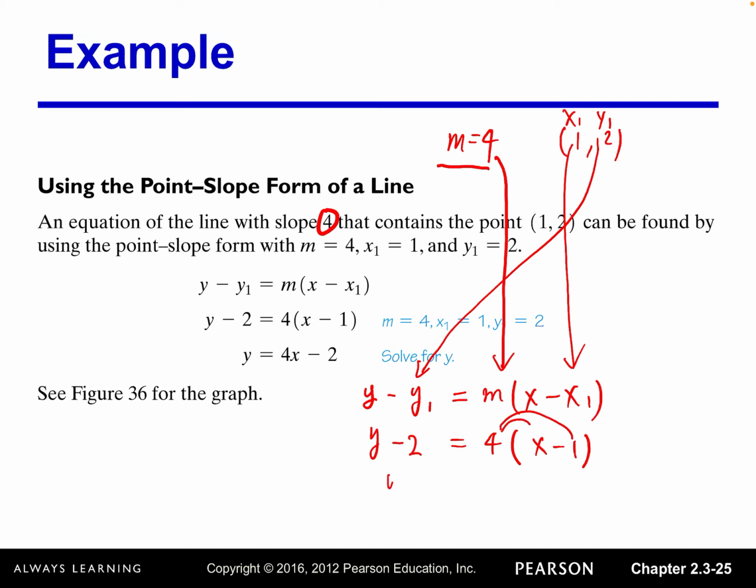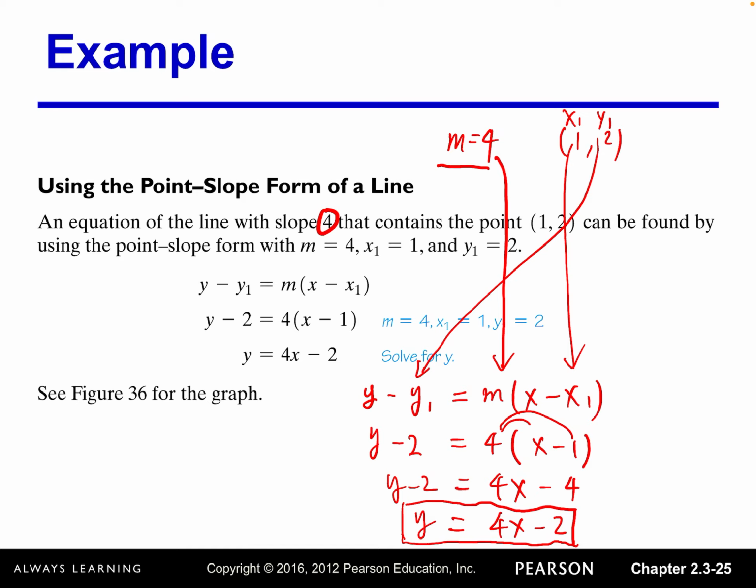So let's simplify. y minus 2 equals 4x minus 4. Eliminate parentheses. And then add 2 to both sides of the equation, so y equals 4x minus 2. So that is the line equation we identified.